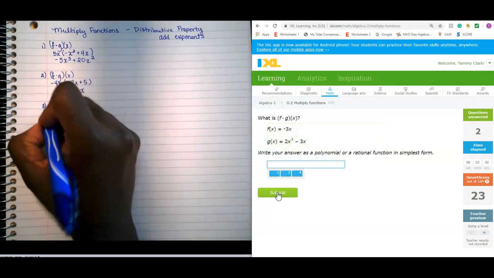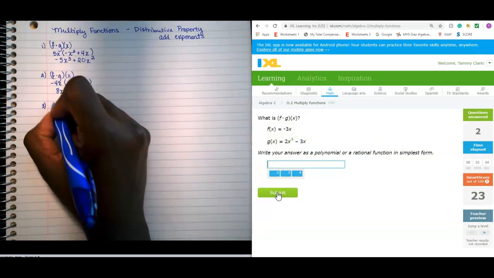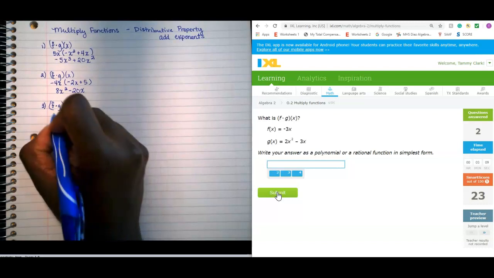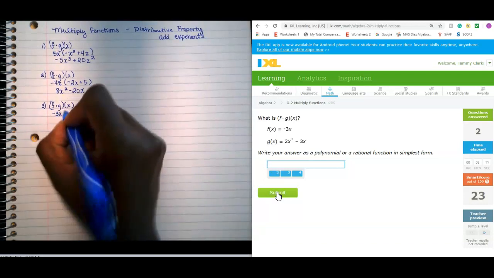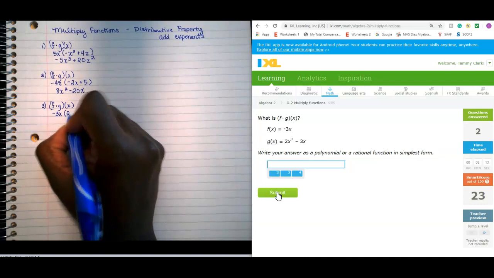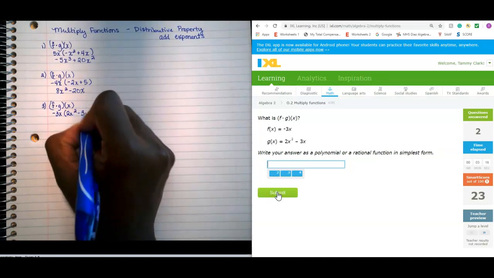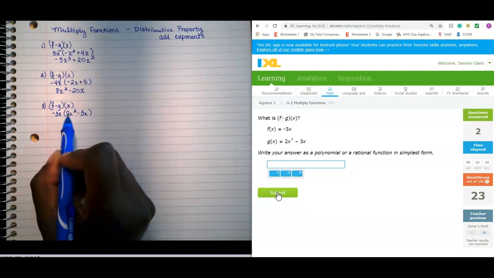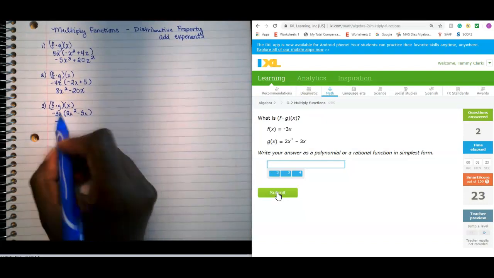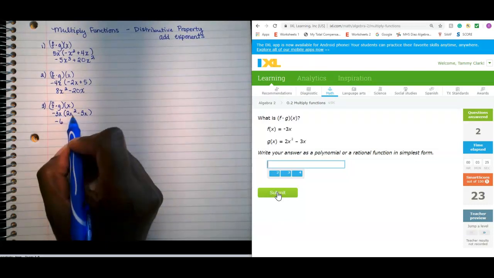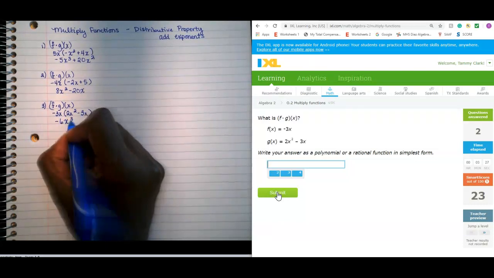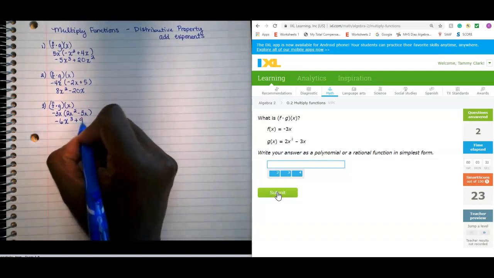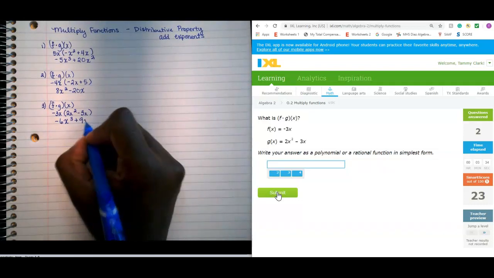Number 3, we've got, what is f multiplied by g of x? So we've got negative 3x multiplied by 2x squared minus 3x. So again, apply your distributive property. Negative 3 times positive 2 is negative 6. X to the first power times x to the second power is x to the third power. Then we've got negative 3 times negative 3, which is positive 9. And x times x is x squared.